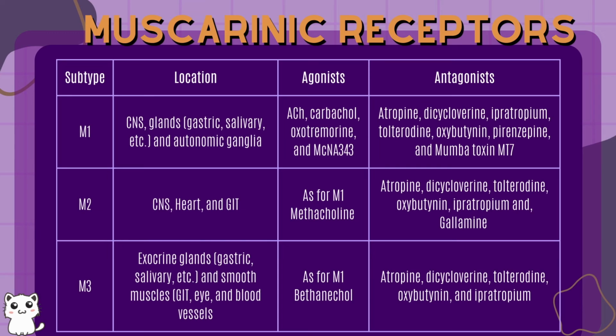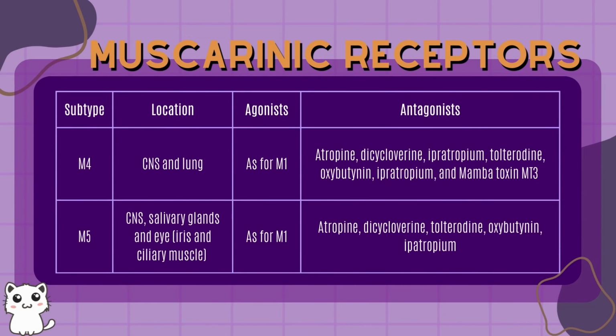Next is the subtype M3. Its location is the exocrine glands, which are the gastric, salivary, and more. It can also be found in smooth muscles such as the GIT, eye, and blood vessels. It has agonists the same as for M1, but in addition, there is bethanechol. Its antagonists also include atropine, dicycloverine, tolterodine, and so on and so forth.